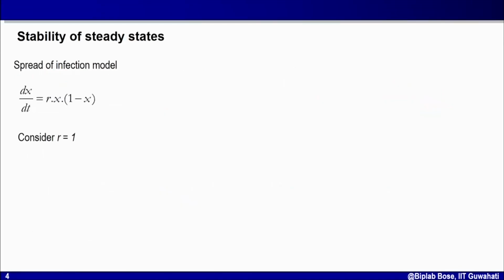Let us take a specific example. We'll go back to our old example of spread of infectious disease. The system is represented by an ODE, dx/dt is equal to r into x into 1 minus x. If you remember, x is the fraction of population that is infected with the disease. Let us consider r equal to 1. It will be easy for our calculation. Now we will find out first the steady states of the system, and then we will try to understand the issues of stability of the steady states for this system.